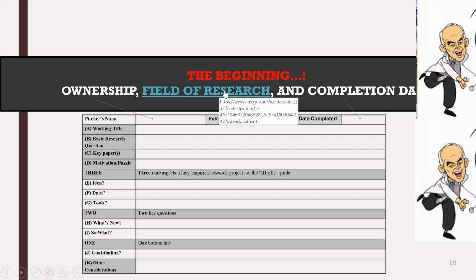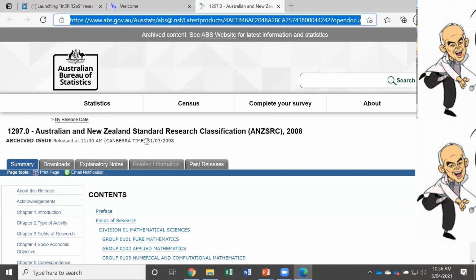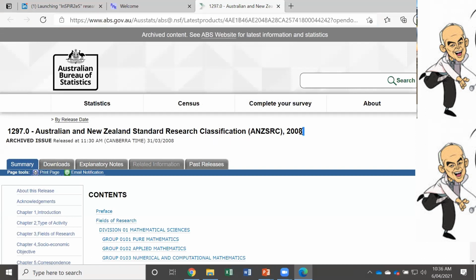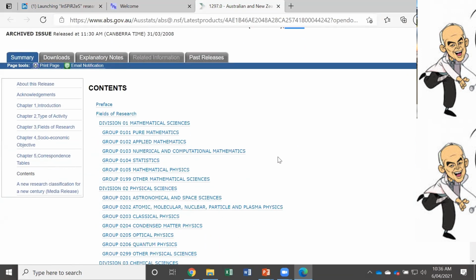Field of research. Has anyone heard about this term, FOR? Field of research is important to see the impact and engagement. So I'm showing you one link, which is from the Australia and New Zealand Standard Research Classification. This is an old link, 2008. Here we see what the field of research looks like for you. So it's important to classify research into a proper field of research.